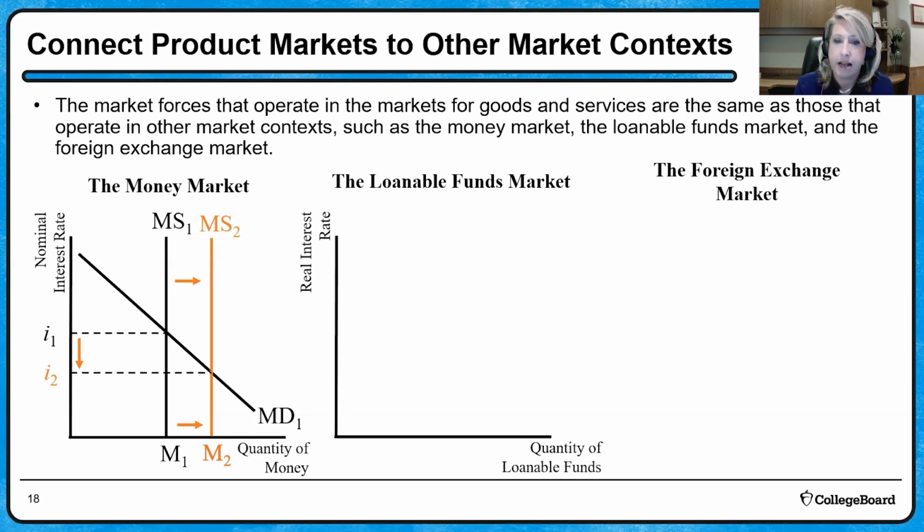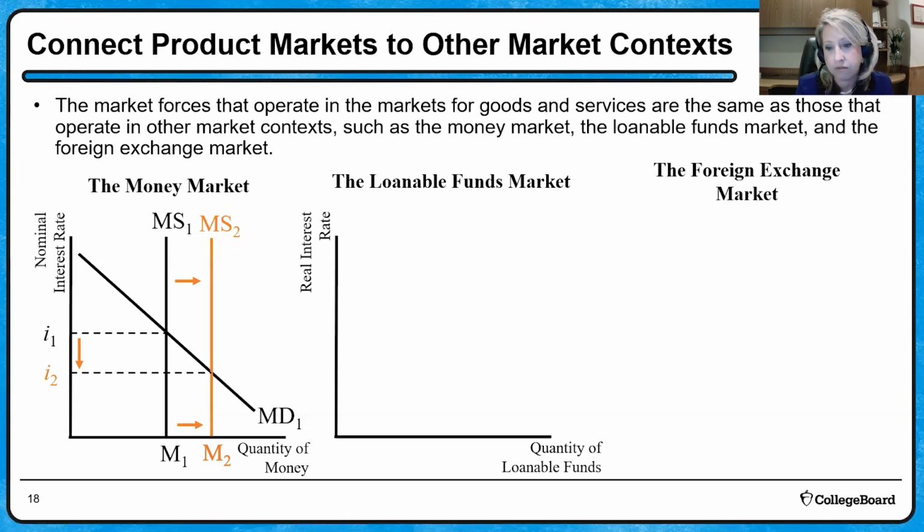So as you've learned in class, the loanable funds market represents the market for real borrowing. This is where people are making much longer term decisions. And so they care much more about the real interest rate, which includes a consideration of inflation. So we use the real interest rate on the vertical axis.